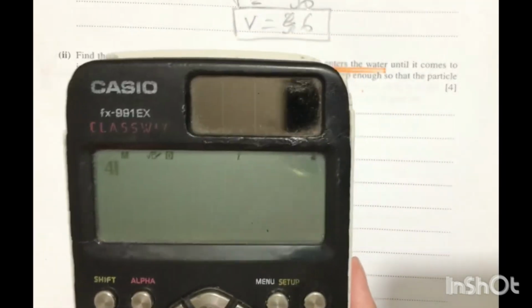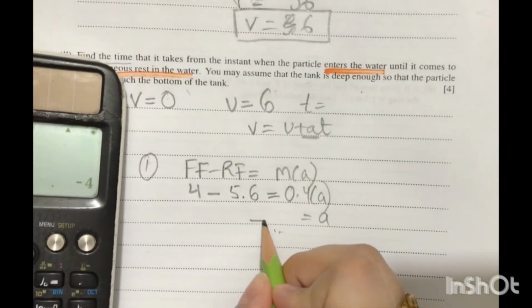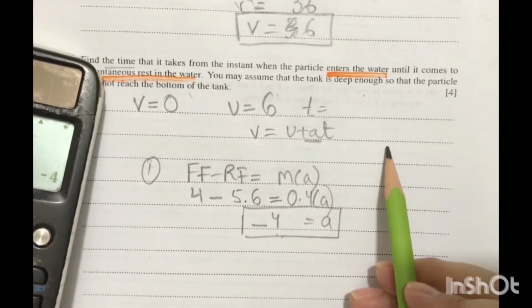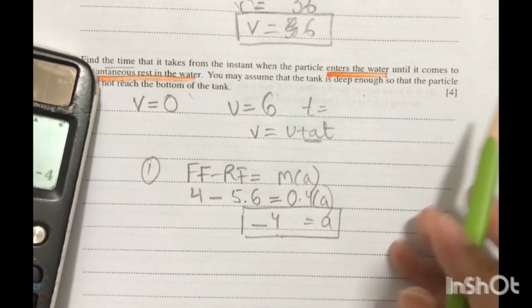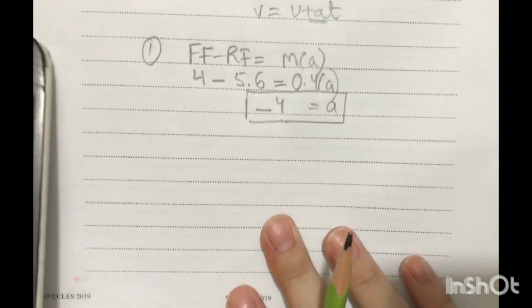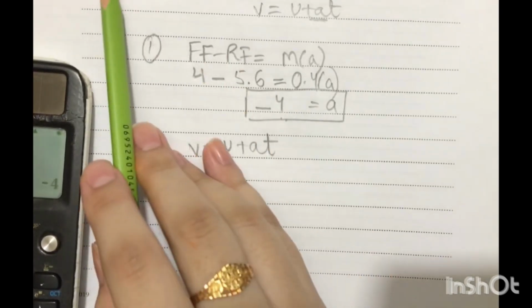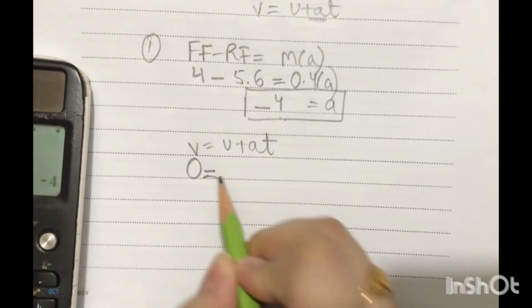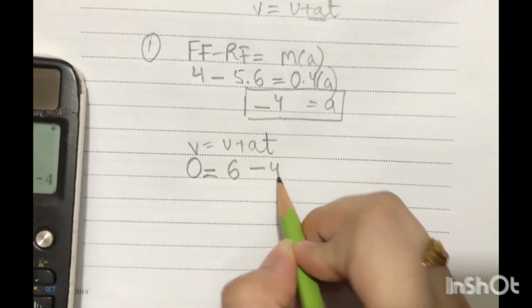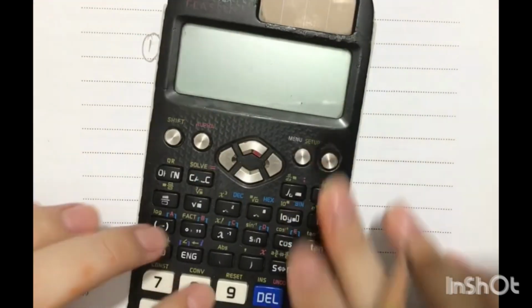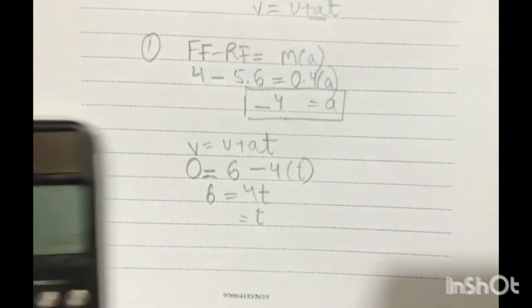And then we divide this by 0.4. So the acceleration is minus 4, which is true and logical, since the particle will be moving down in the water, so its speed will slow down. So now we can use this formula. The final speed, since it comes to instantaneous rest, is 0, and the initial speed was 6. So 6 equals 4t. So t will be 6 divided by 4, which is 1.5.